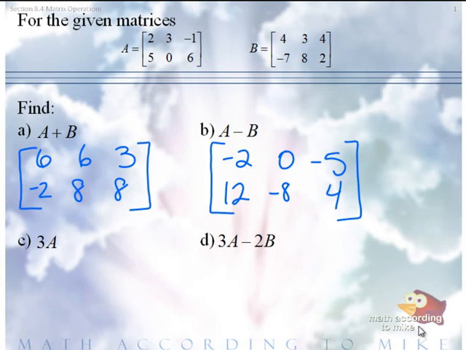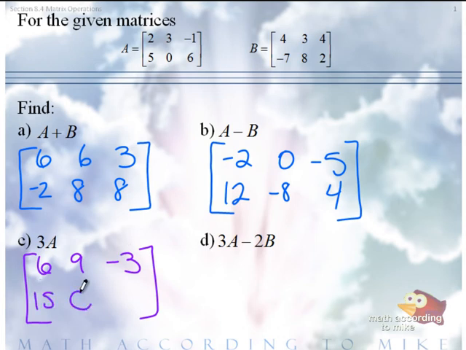So for part C here, we're going to find 3A. So what that says is multiply all the entries of A by 3. What would you get? 6. That's it. Multiply all the entries by 3.